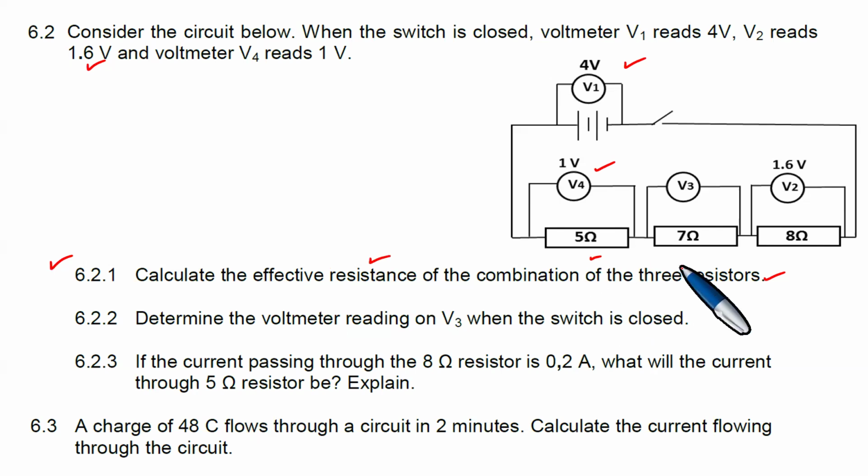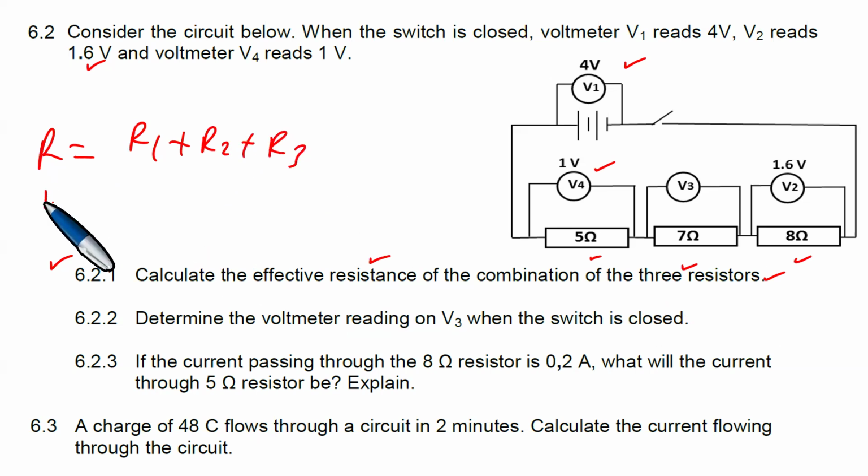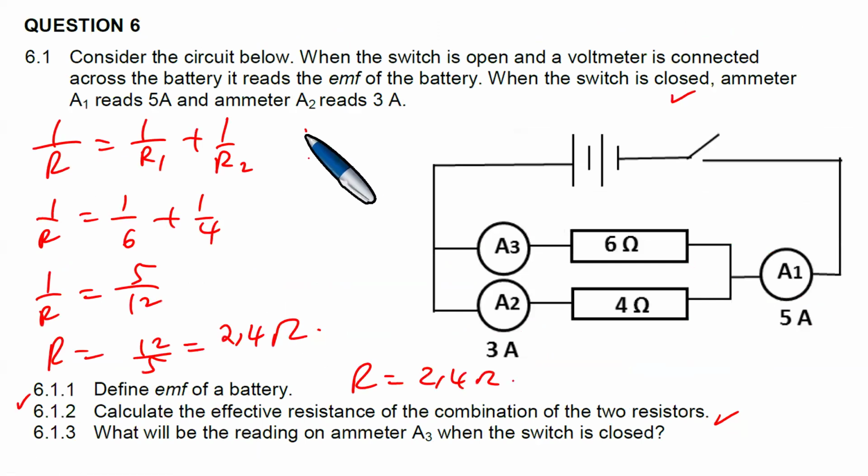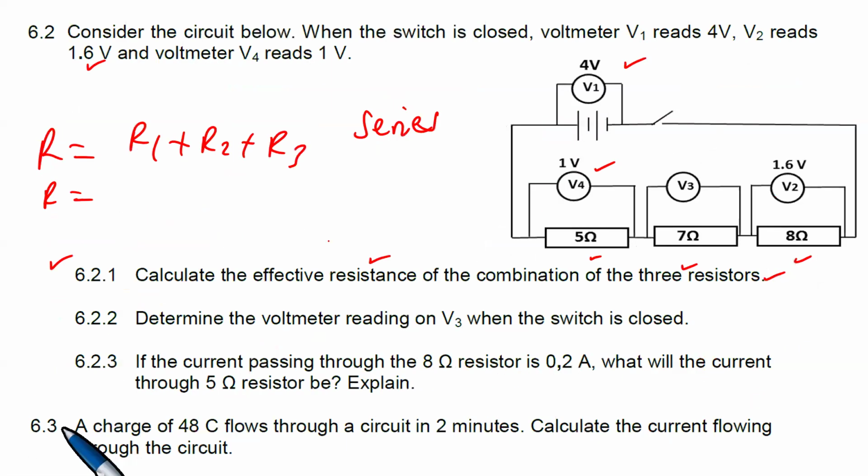So the effective resistance now, you're going to have this, that, and that. The effective resistance for 6.2.1 is going to be R1 plus R2 plus R3, because these are in series with each other. This is the formula we use for series combinations, and this is the formula that we use for parallel resistors. This one is for series. So we're going to have 5 plus 7 plus 8, which is 20 ohms. So the effective resistance for the combination of the three resistors is 20 ohms.